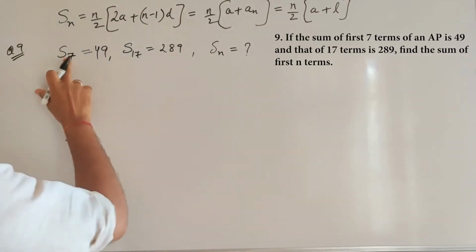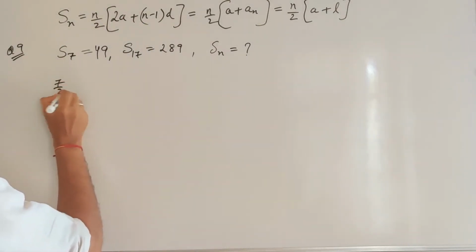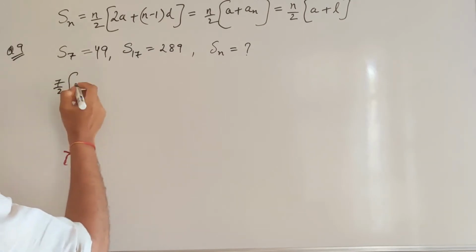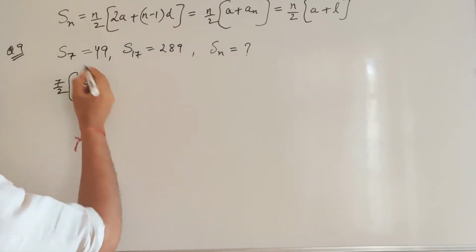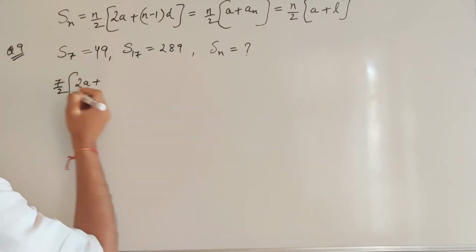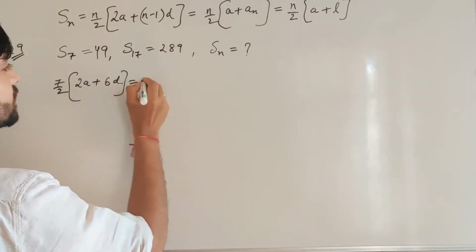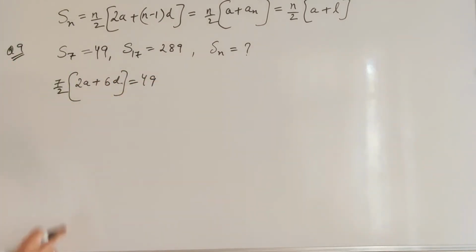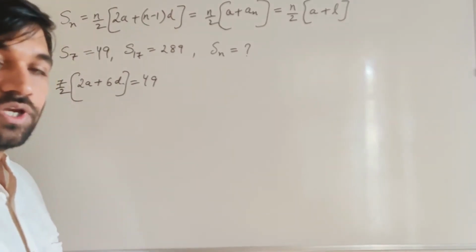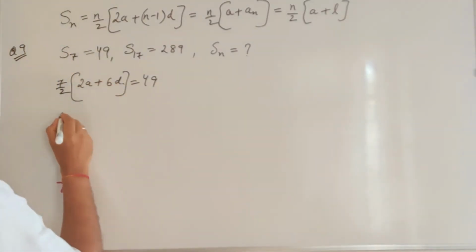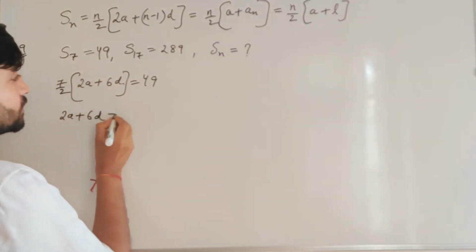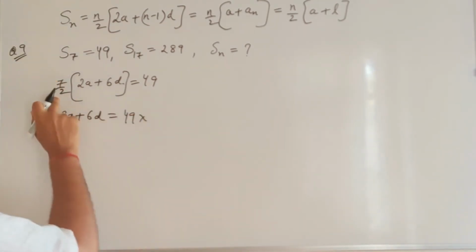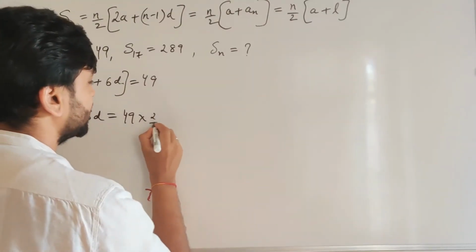This formula. So S7 becomes 7 by 2, meaning n by 2, into 2a plus n minus 1, so n in this case is 7, so 6d. So this equals 49. So the 7 by 2, when I take it to the other side, it becomes a reciprocal. So I get 2a plus 6d is equal to 49 into 2 by 7.